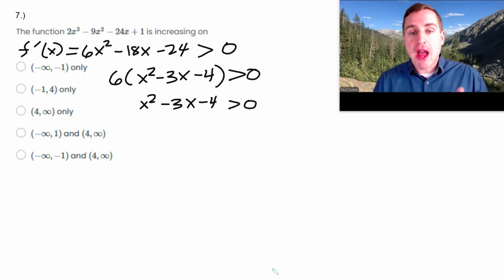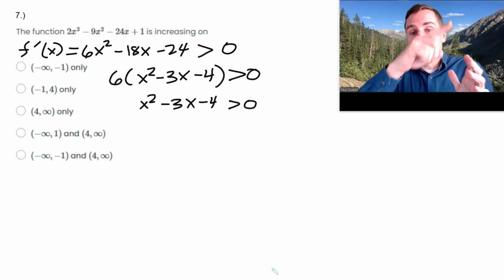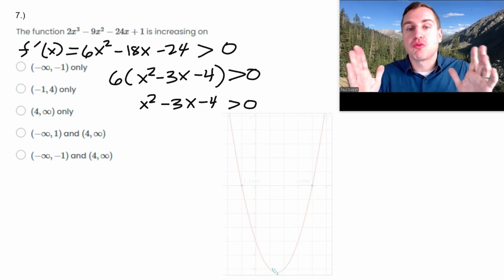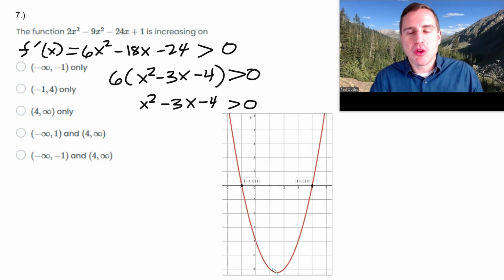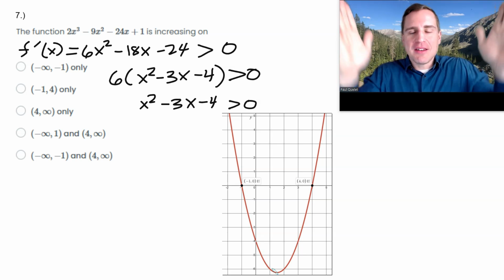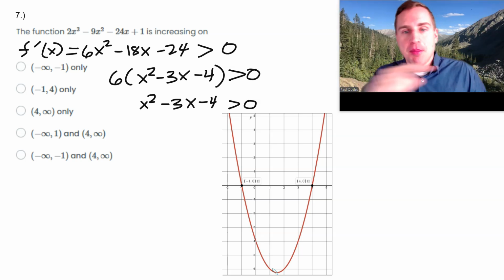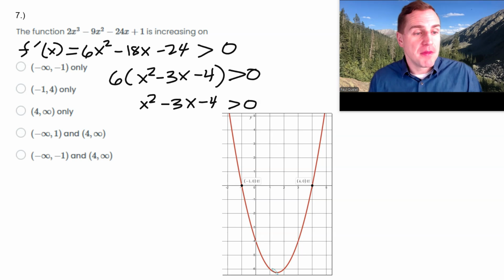So now we could graph this. This would be a graph of a parabola for the derivative function. We could look to see where the x-intercepts are, and then take a look at where the parabola is above the x-axis. That'll work as well.